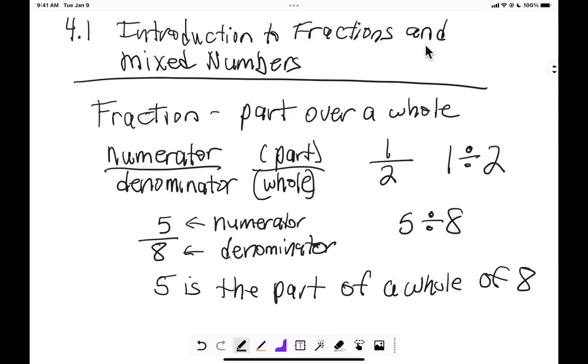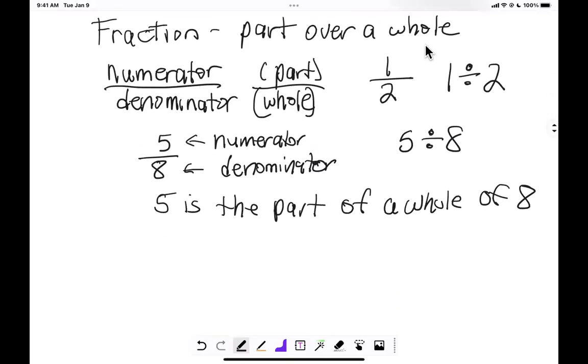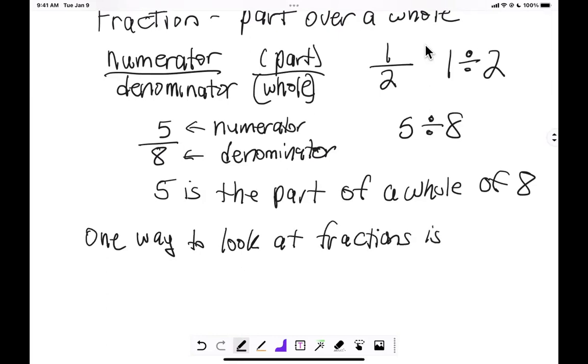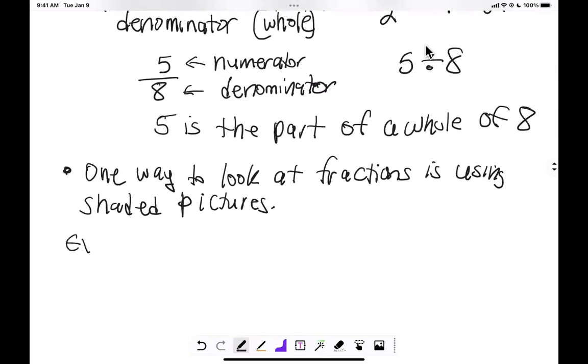Okay, one way that we can look at fractions, and if you think really, really far back in prior education, when you first learned fractions, we did a lot of modeling, meaning a lot of pictures. So we're going to look at fractions with figures. Okay, so one way to look at fractions is using shaded pictures. Okay, examples.